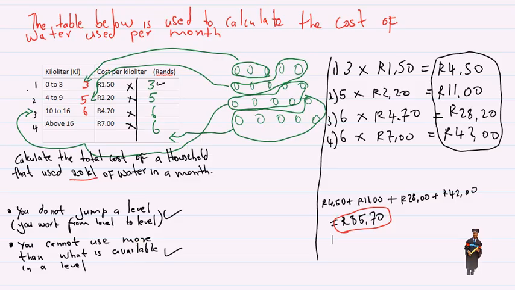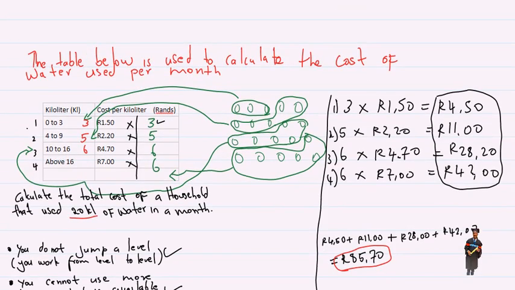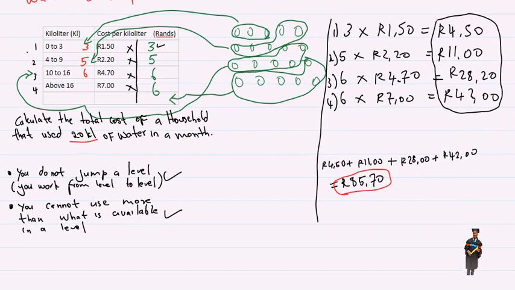So I think you are getting it, ladies and gentlemen. Please, I'm leaving you with homework so that you can practice. Please calculate for number 1, a household which used, let's say, 12 kiloliters. And then number 2, 35 kiloliters. Just do these two questions, and please drop your answer in the comment section.